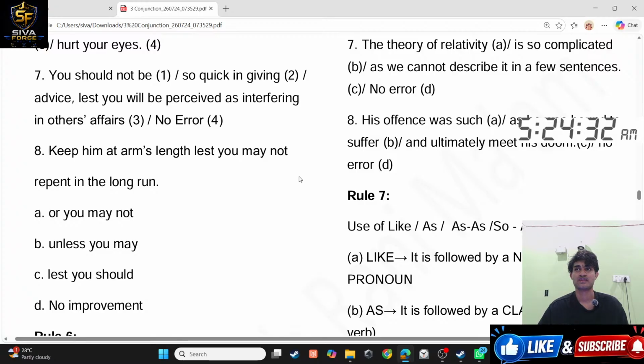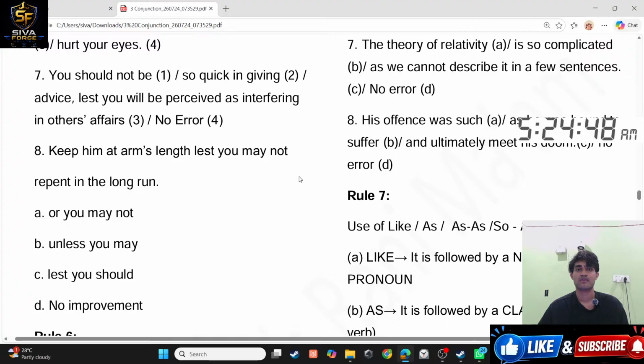8 1s 8, 8 2s 16, 8 3s 24, 8 4s 32, 8 5s 40, 8 6s 48, 8 7s 56, 8 8s 64, 8 9s 72, 8 10s 80. 9 1s 9, 9 2s 18, 9 3s 27, 9 4s 36, 9 5s 45, 9 6s 54, 9 7s 63, 9 8s 72, 9 9s 81, 9 10s 90.